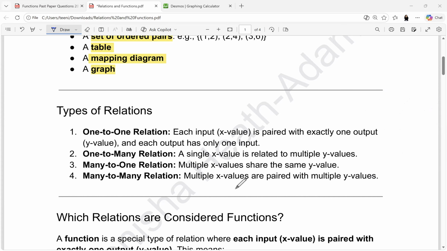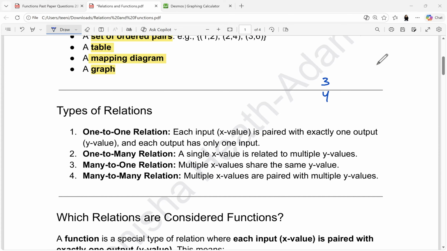And then you have a many-to-many relation. Multiple x values are paired with multiple y values. What could that be? Possibly a factor of factors, right? So let's say we have 2, 3, and 4. If we're looking at factors, 2 is a factor of many numbers, so is 3, so is 4. So let's put a restriction on the domain and look at numbers less than 20, right?